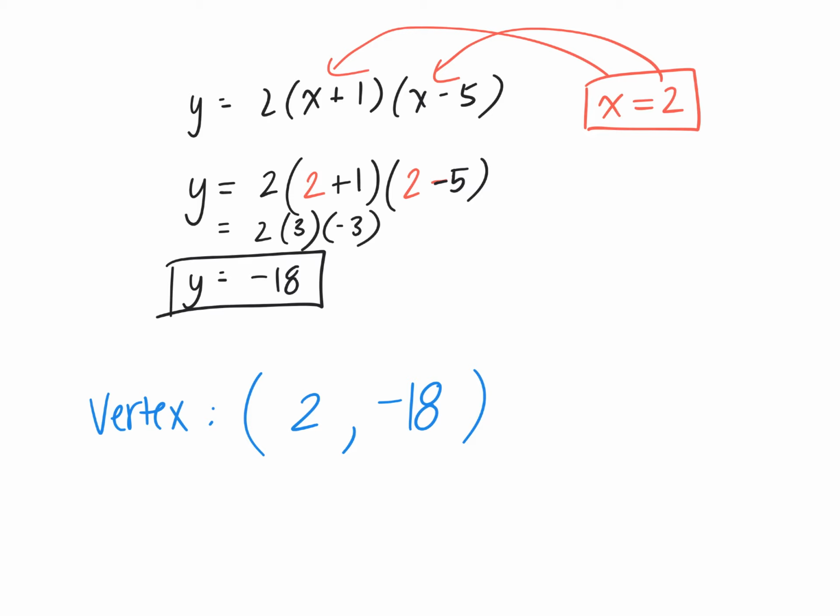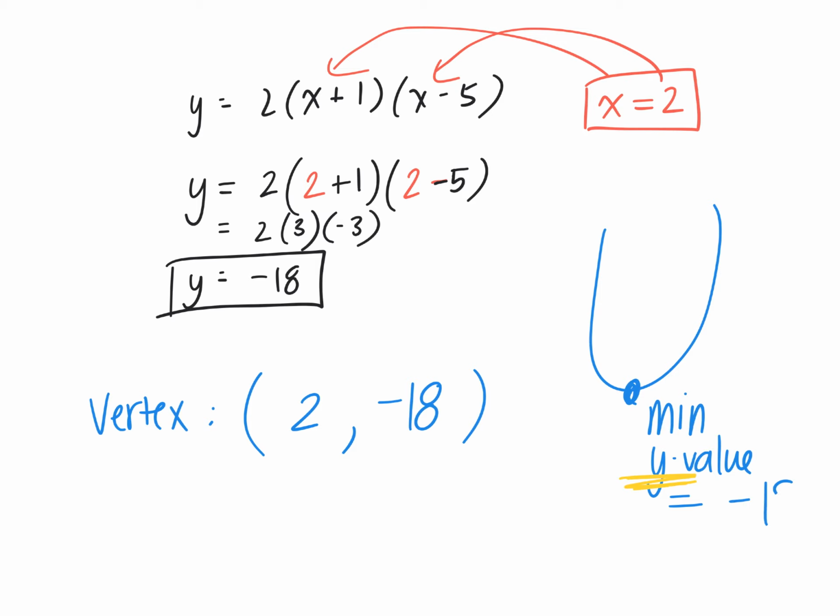Now that you know the coordinate of the vertex, does this parabola have a minimum or a maximum value? Think back to the direction it opened. Did it open up or down? Up. So does it have a max or min value? Min. What is the minimum value? Now that you know the vertex, what's the minimum y value? The lowest point is negative 18. Does that make sense?